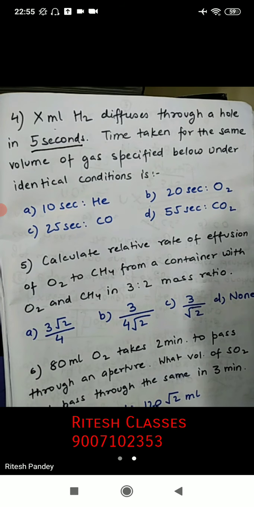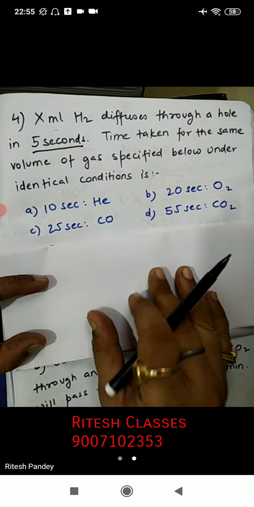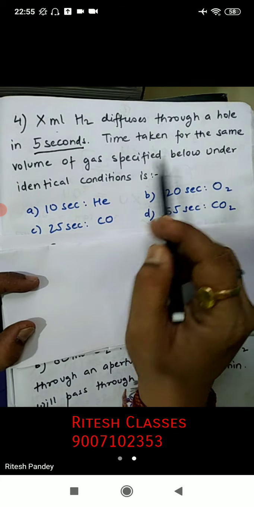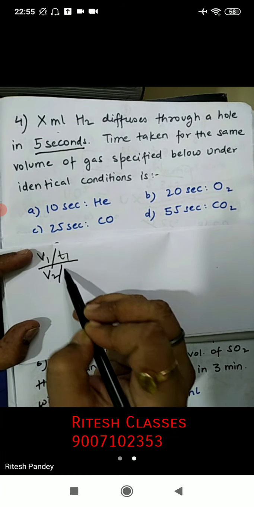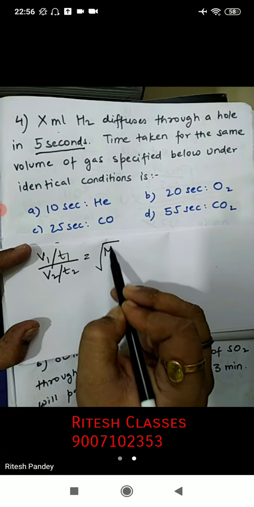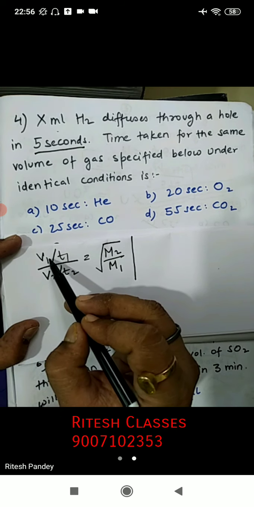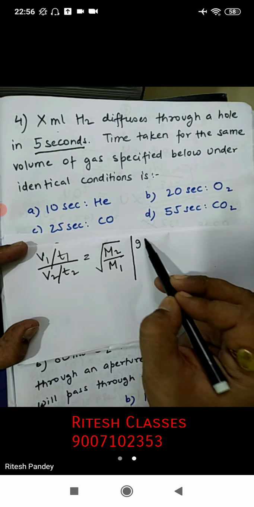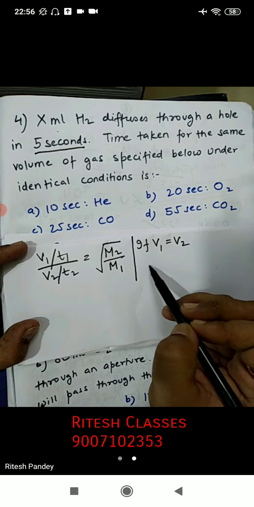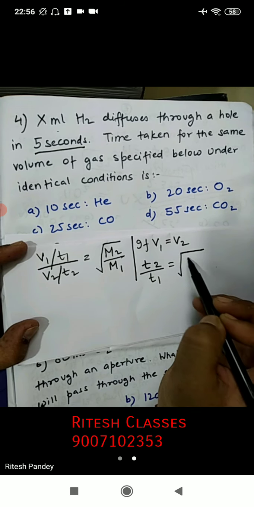See, the question reads, time taken for same volume. If the volume is equal, see, the formula is V1 by T1 upon V2 by T2 is equal to root over of M2 by M1. Basically, the rate is volume diffused upon time taken. If volume is equal, if V1 is equal to V2, students generally know this, the result is T2 will go in the numerator. T2 by T1 is root over of M2 by M1.